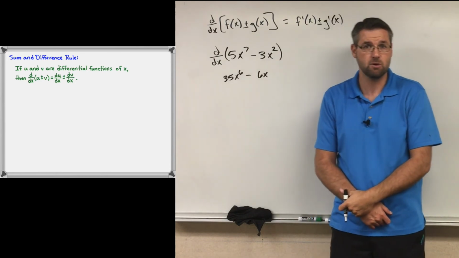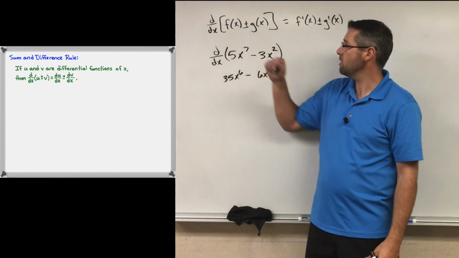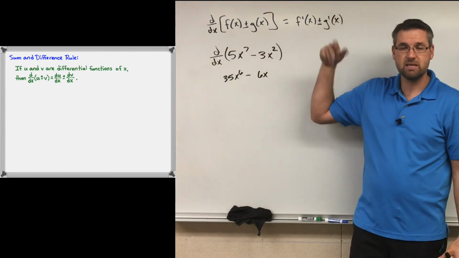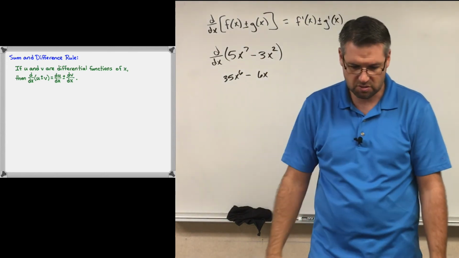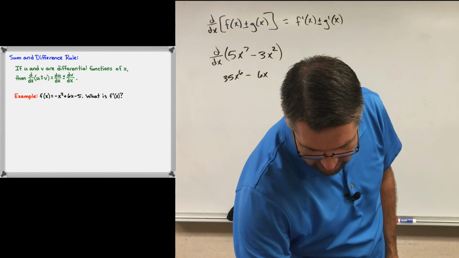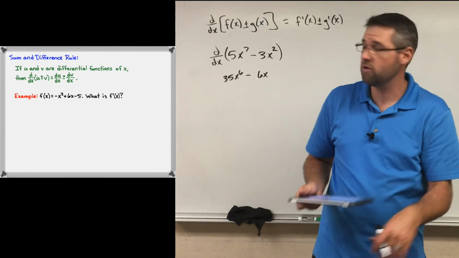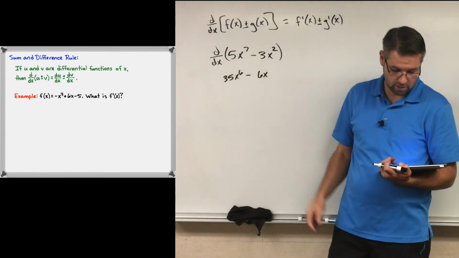That's the sum and difference rule. In order to take the derivative of a sum, you just take the derivative of each piece and then add it together. Or same thing with the difference, subtract it. Okay? Now, with that said, that's important for polynomial expressions or anything where we're adding and subtracting things.